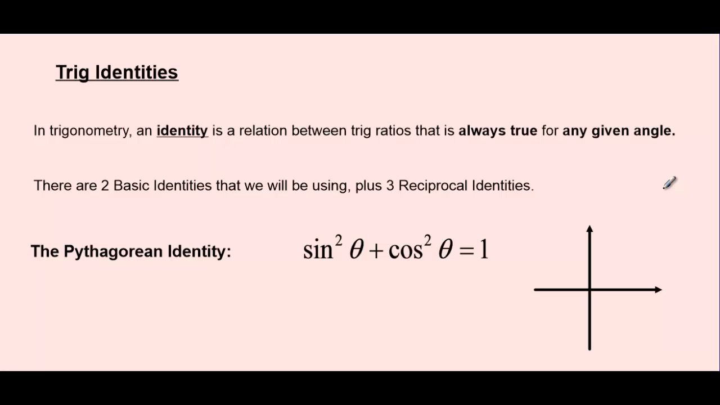The first one is called the Pythagorean identity, and it goes like this. The sine of any angle squared plus the cosine of any angle squared will always equal 1.